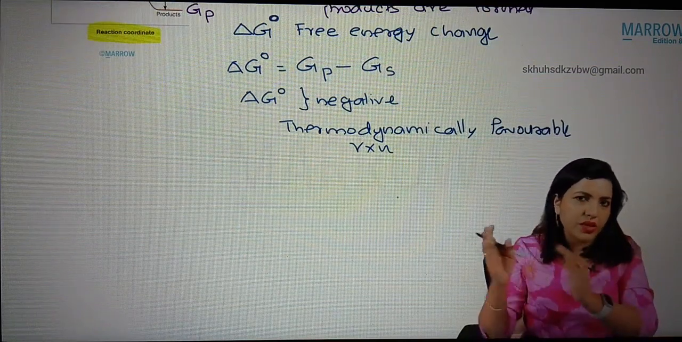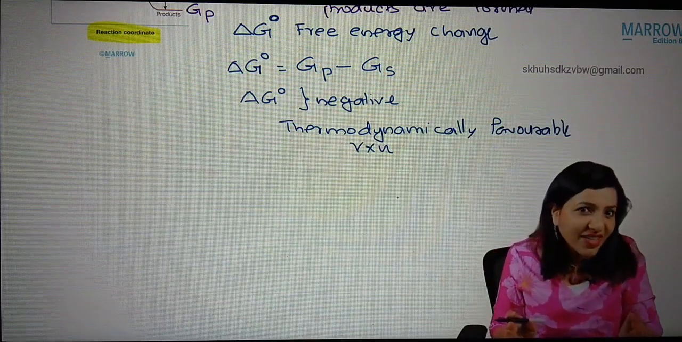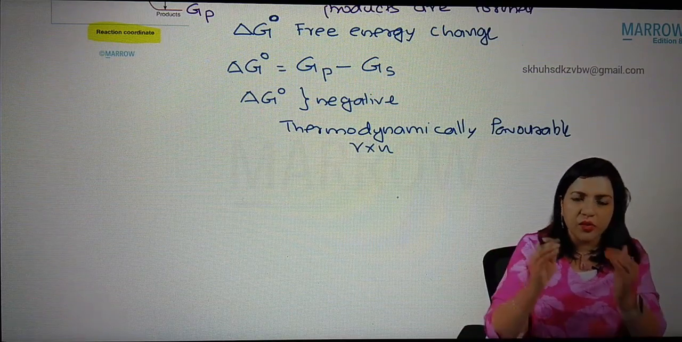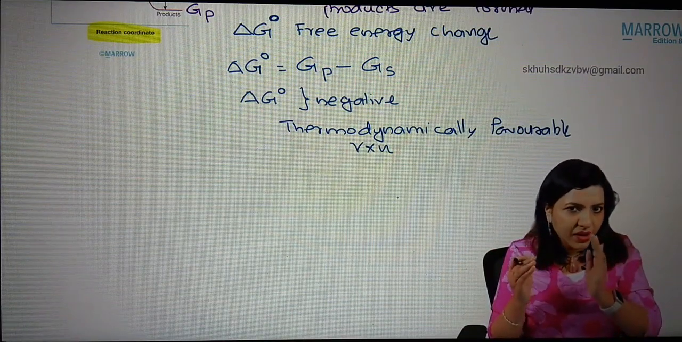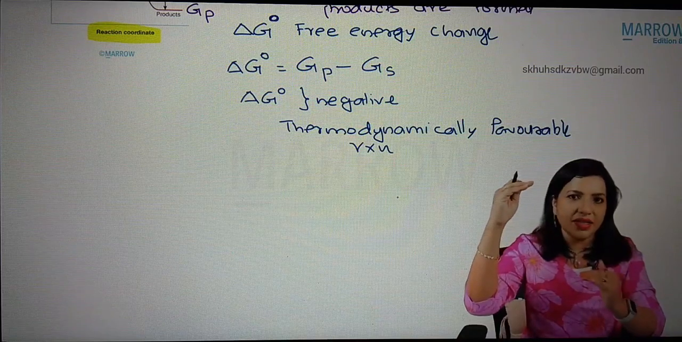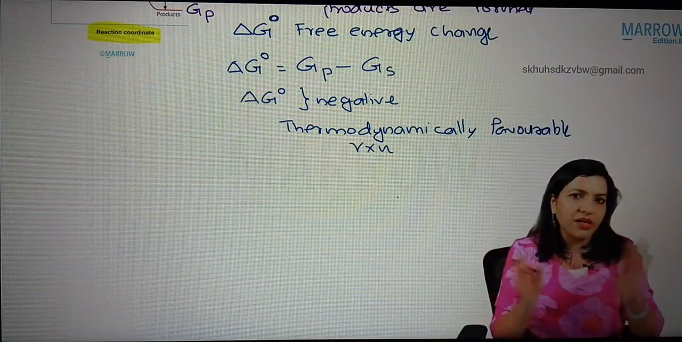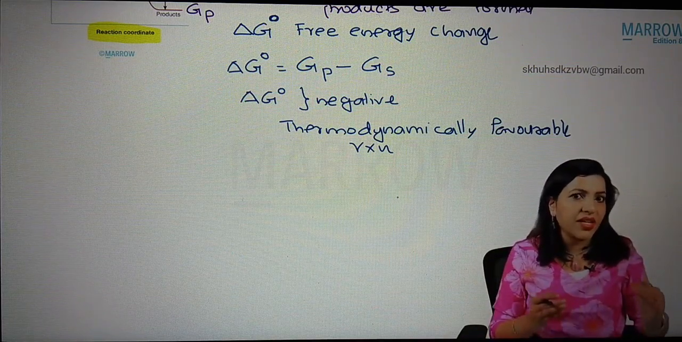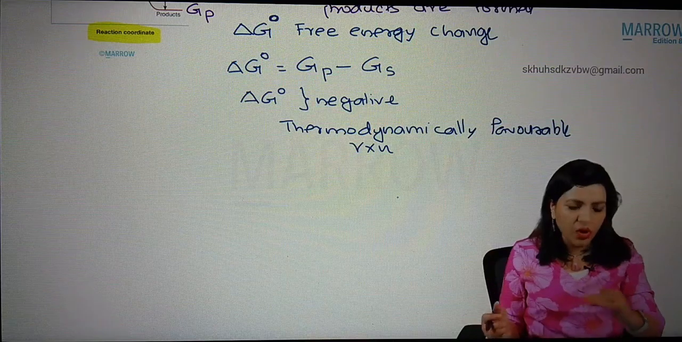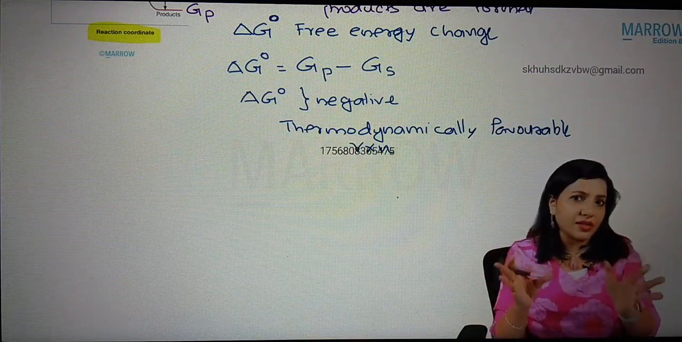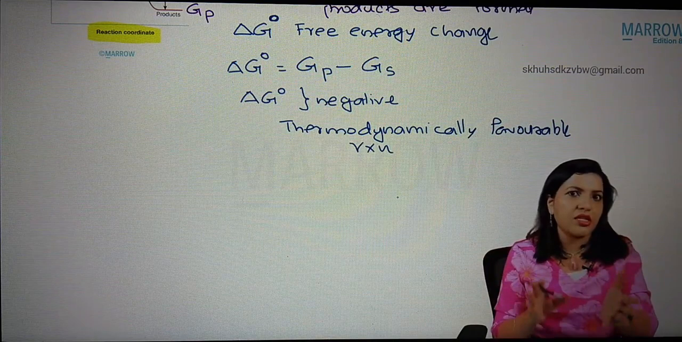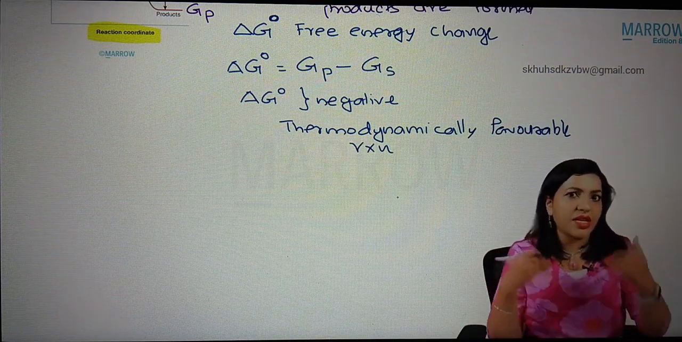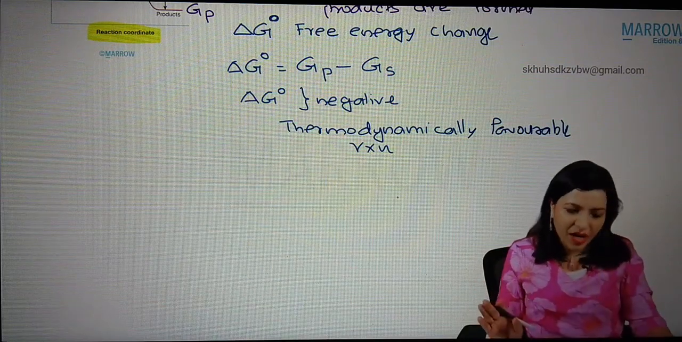The difference between the free energy of the product and the substrate is called delta G0, otherwise the free energy change. So what we have learned here is that the substrate has to acquire certain energy so that the products are formed. The difference between the free energy of the product and the free energy of the substrate is called the free energy change, or delta G0. Delta G0 refers to the free energy change under certain standard conditions. And activation energy is the extra energy that the substrate has to acquire so that the products are formed. I hope that's clear.